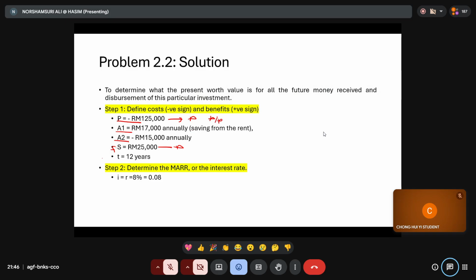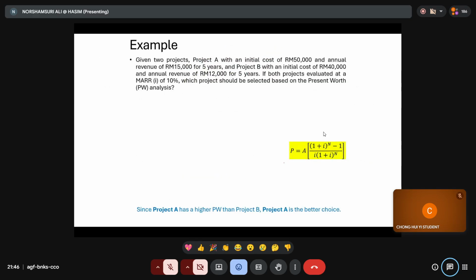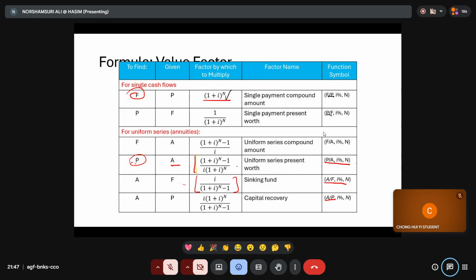And this one, I already know. I have the future and I want to change it to annual, so A over F. You just need to get this term to calculate. When you get the term, this one is already in annual, so you can put N there and then put in the calculation. I'll just show you, and then you can immediately get the answer using the formula here.